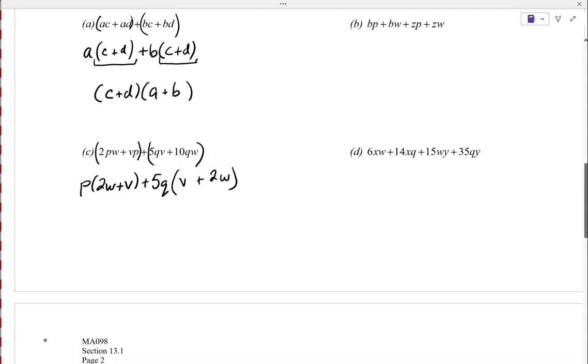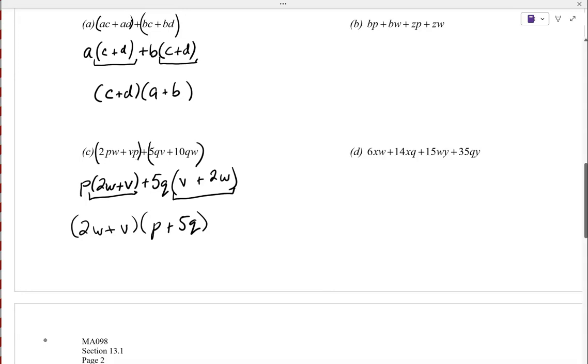Are those two chunks now in the parentheses the same? They look a little bit different, but we can add in either order, right? 2W plus V is the same thing as V plus 2W, so that's the same thing. So what do we do with that now? What do we do with this whole thing and this whole thing? You can do the 2W plus V, and then what's it going to be multiplied by? The P plus 5Q. Good.